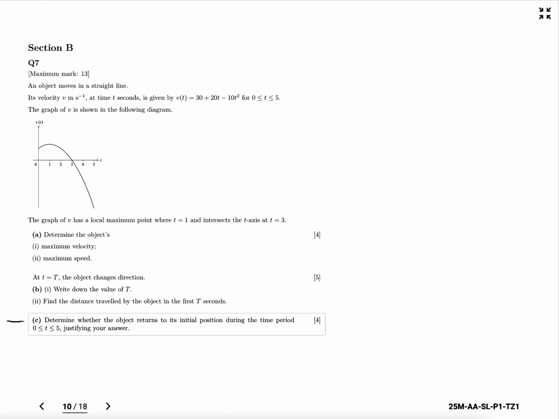Okay, so now let's do part C. Determine whether the object returns to its initial position during a time period from 0 to 5 seconds, justifying your answer. So we've just calculated that the distance that we traveled during the positive velocity is 90 meters. And now we want to know if we're traveling back more than that or less than that. So what we're interested in is this part of the curve when the velocity is negative. So what we can do is integrate the function between 3 and 5 seconds.